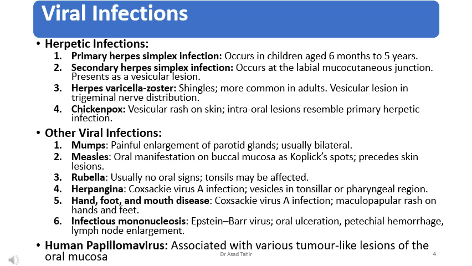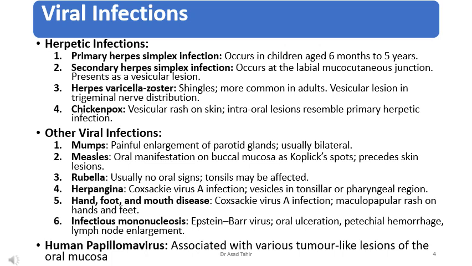Secondary herpes simplex infection occurs at the labial mucocutaneous junction, presenting as a vesicular lesion. Herpes varicella zoster: shingles, more common in adults, with a vesicular lesion in the trigeminal nerve distribution. Chickenpox: vesicular rash on skin. Intraoral lesions resemble primary herpetic infection.